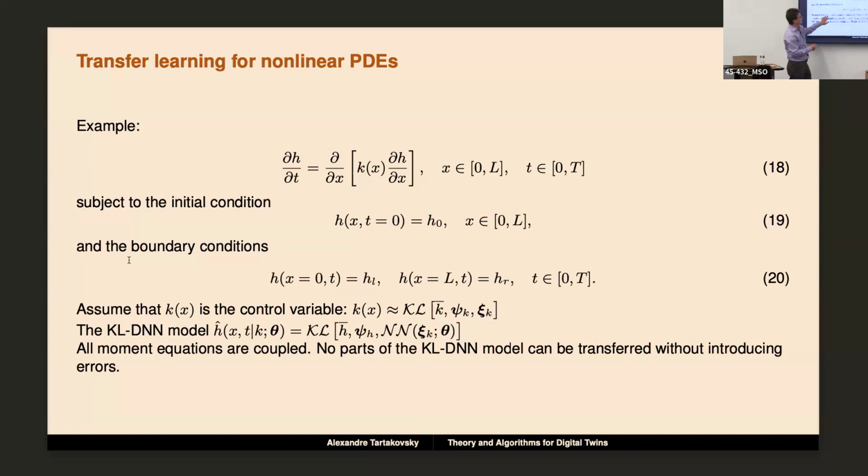So now again, we assume that K is the control variable. We represent it again with the KL expansion. This is our KL-DNN model that predicts H as a function of psi coefficients in the KL expansion of K. And so now we assume that what changes from source to target conditions are the initial and boundary conditions. Okay, so we trained the model for one set of initial and boundary conditions, and then we want to retrain it for very different initial and boundary conditions.